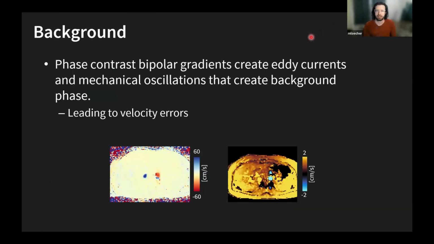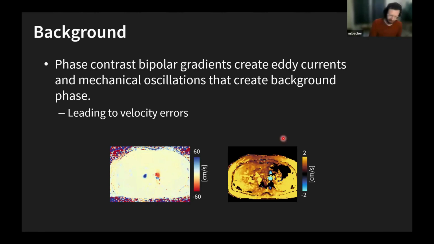So these phase contrast bipolar gradients create eddy currents and mechanical oscillations that then create background phase. And these lead to velocity errors. If you look at this picture through the liver, once again capturing the aorta and then the vena cava coming up, what you'll see if we just look at the standard velocities is you don't see much. But if we window level and look at low velocities, you'll see that all throughout the liver and the body here, you see a lot of measured velocity that's not real because these things aren't moving.